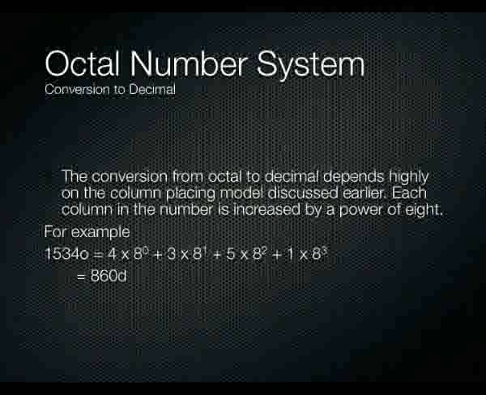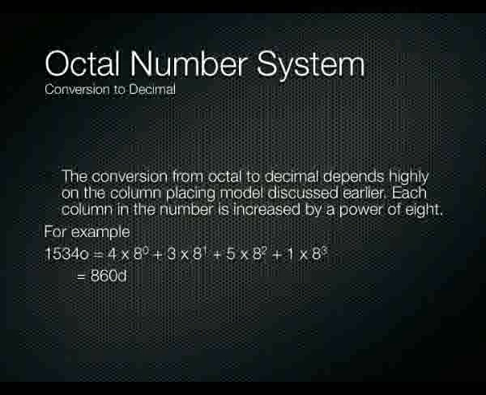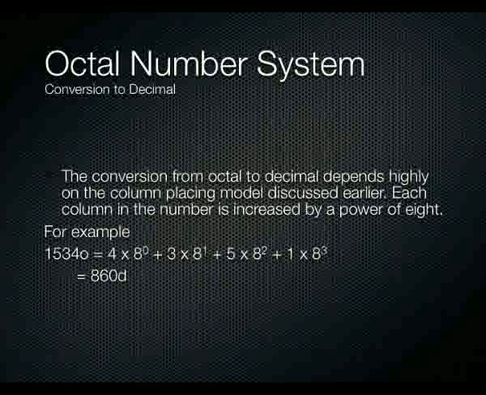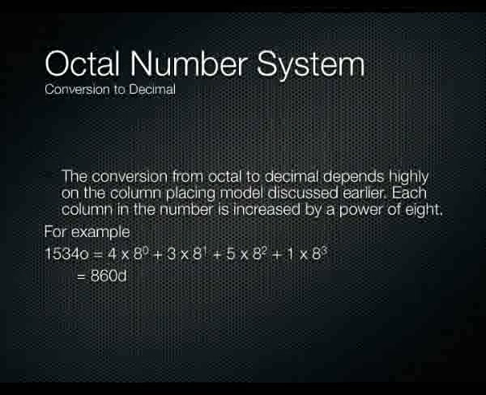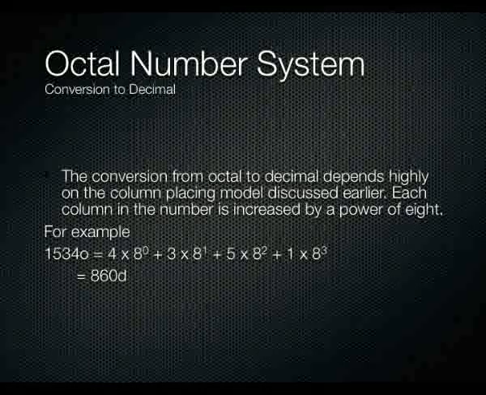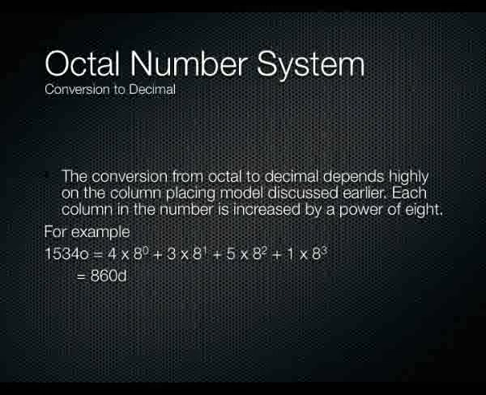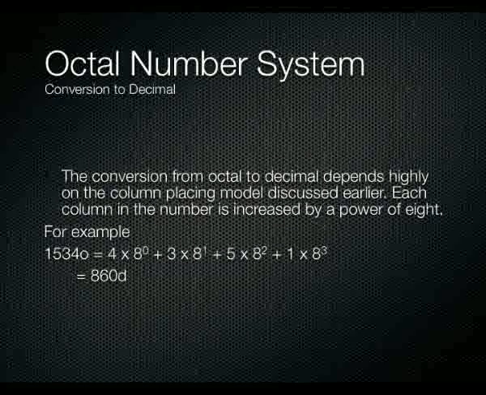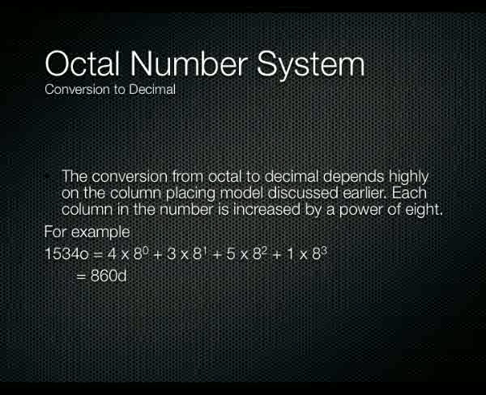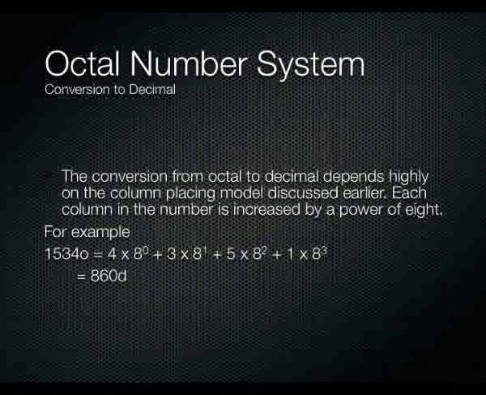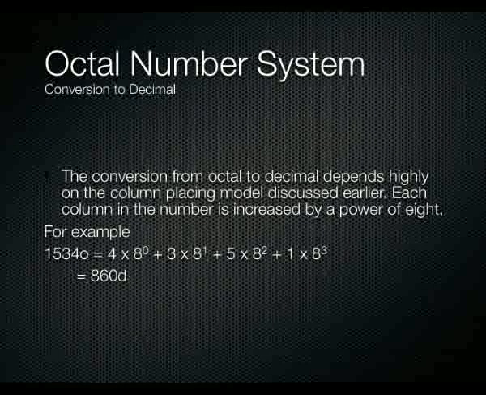Okay, so when it comes to conversion to decimal, like we did before, you take the columns of the number and multiply them by the base or radix raised to the column number. Remember that the rightmost column is in fact column 0 and the leftmost column is the most significant, which depending on the number of digits could be column 1, column 2, column 3 or column 4. So in this case, with this number 1534, our leftmost column would in fact be column number 3.